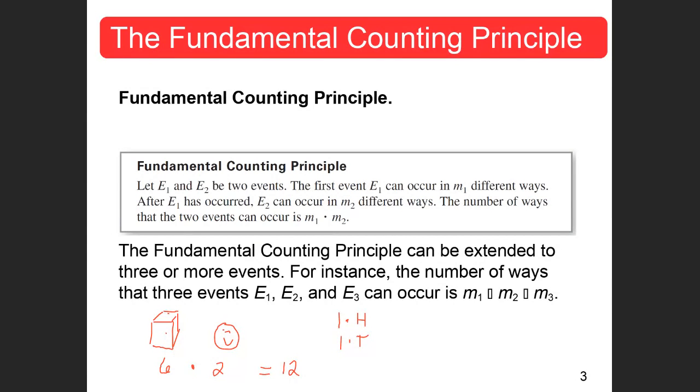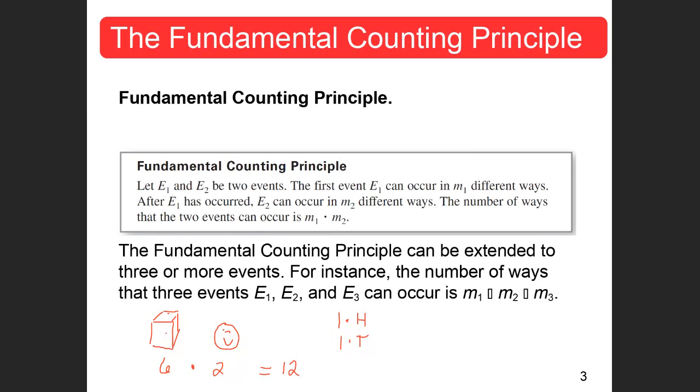The fundamental counting principle, as I was saying before I turned on my mic, says let E1 and E2 be two events. The first event, E1, can occur in M1 different ways. After E1 has occurred, E2 can occur in M2 different ways. The number of ways that the two events can occur is M1 times M2. Whew, that's a lot of jumbo words there.